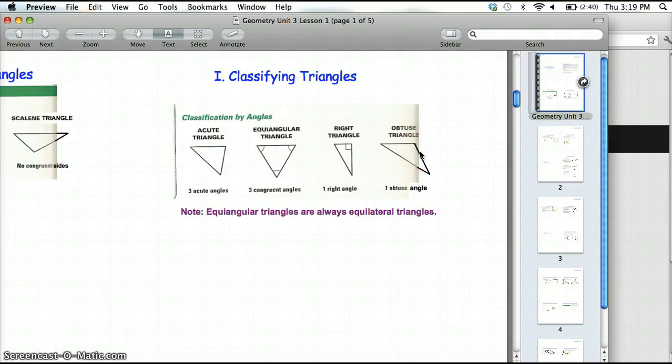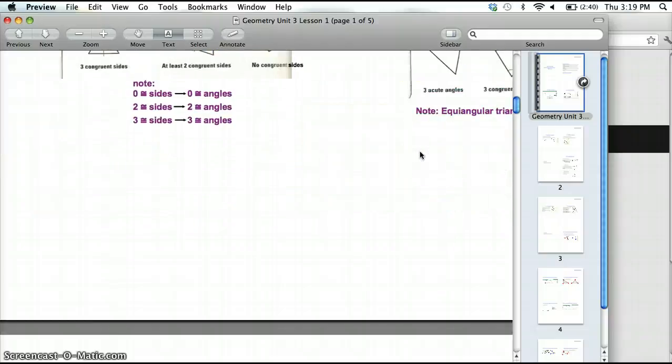One interesting question you might ask yourself is, can a triangle have more than one obtuse angle? We will answer that shortly. But think about it.